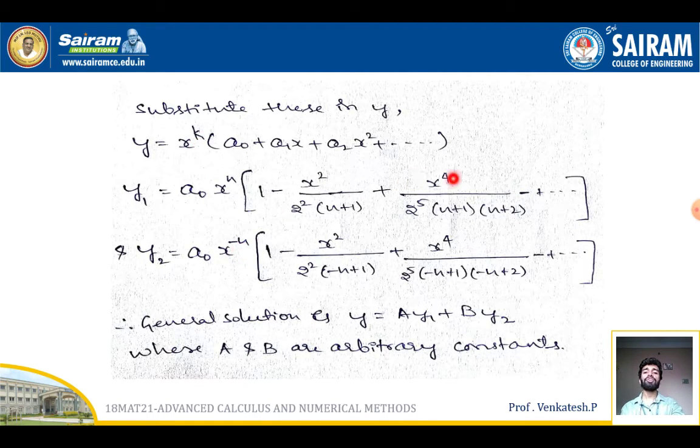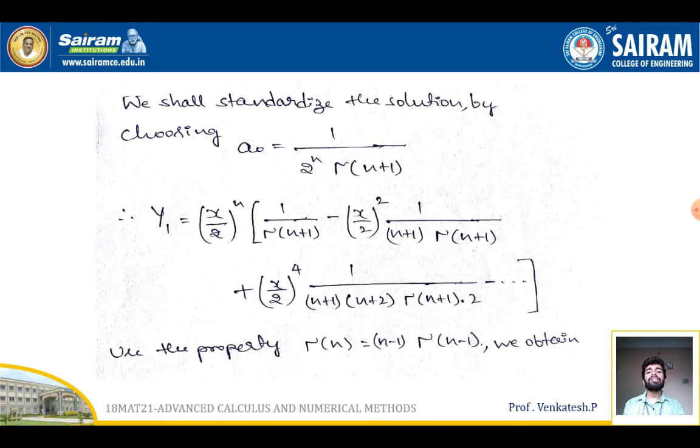So in the same equation, just change the values of n is equal to minus n. So I will get y2 is equal to a0 x power minus n into 1 minus x square by 2 square minus of n plus 1 plus x power 4 by 2 power 5 minus n plus 1 minus n plus 2 and so on. So I can replace this complete thing as y1 and this one y2. So the general solution will be y is equal to a y1 plus b y2, where a and b are arbitrary constants.